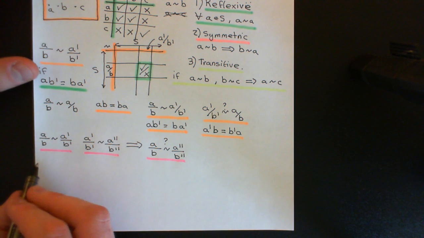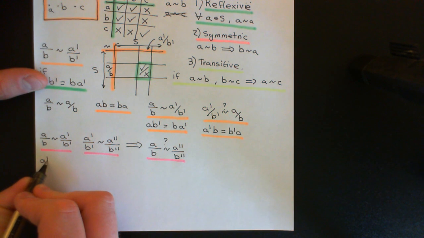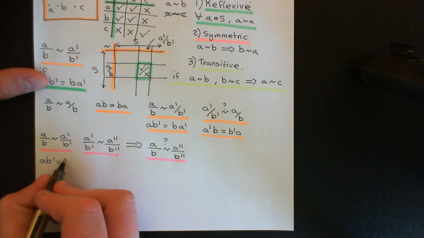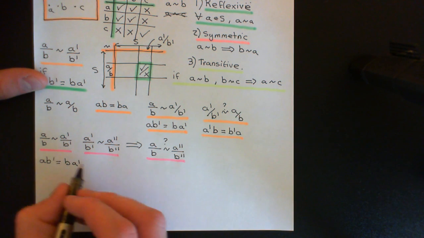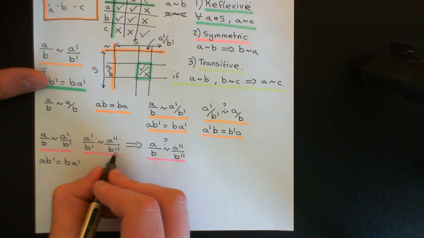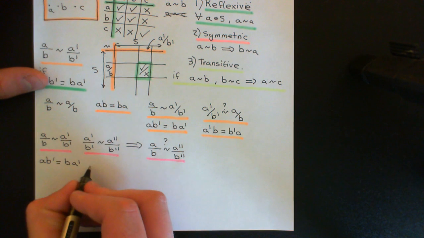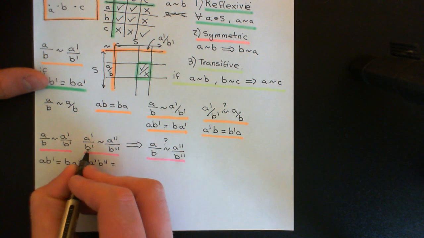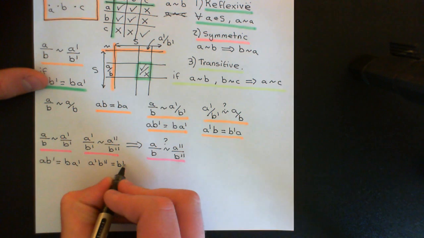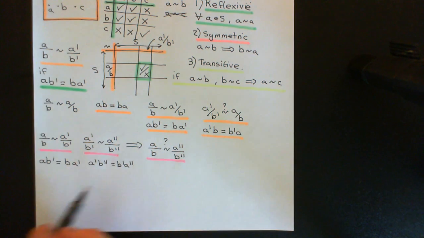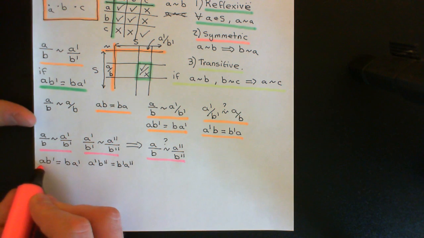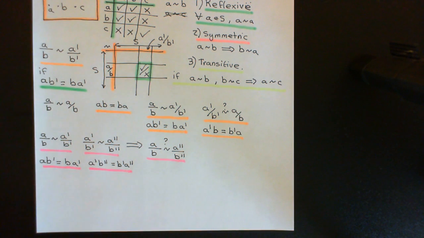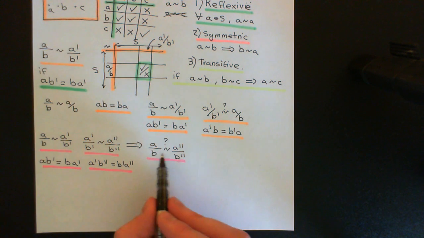So if this is true, then we know that a times b prime, the numerator here times the denominator here, is equal to b times a prime, the denominator here times the numerator here. If we know that this is true, then we know that a prime times b double prime is equal to the denominator here b prime times a double prime. Those two things we are given. They must be true if this is going to be related to this and this is going to be related to this. Now the question is, is this related to this?